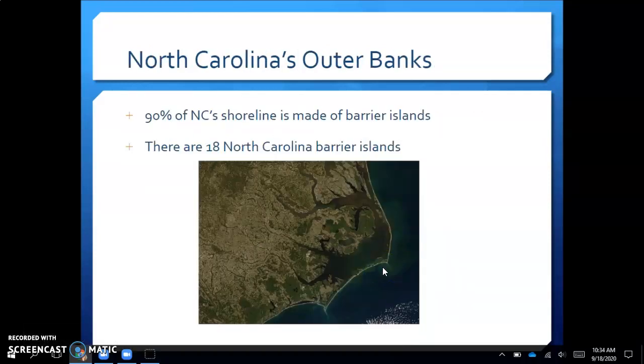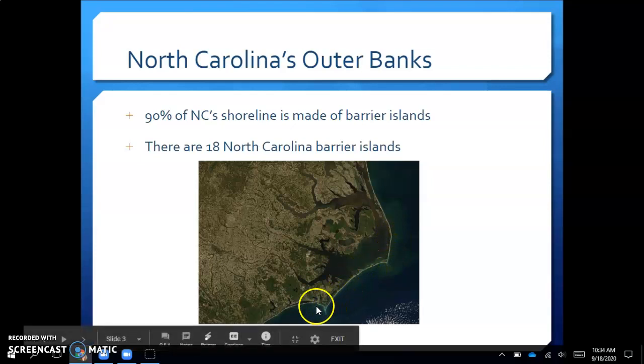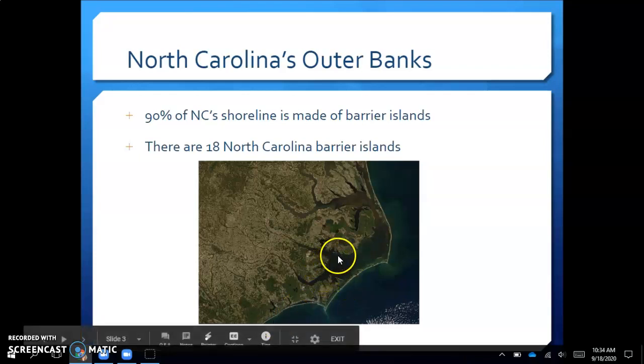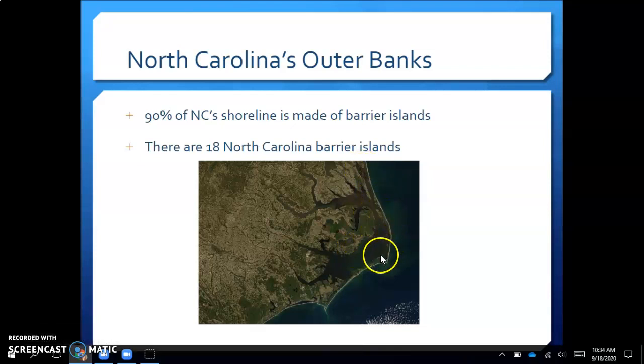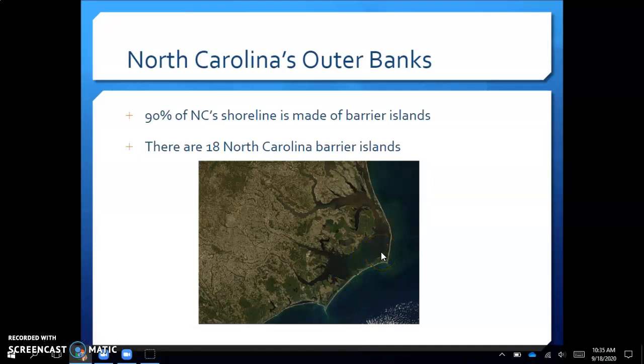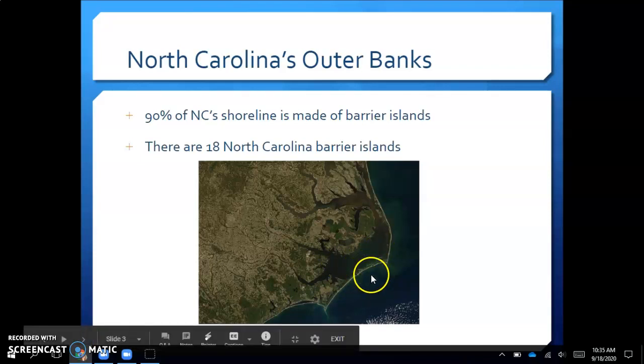So 90% of North Carolina's shoreline is actually made of barrier islands, and there are 18 barrier islands in North Carolina. And if we look at this picture, we can actually see them if we trace along the shoreline. These are going to be our barrier islands, and these are just sand islands, again, that are separated from the main coast. So here we would have our main coast of the mainland, and then here are our sand barrier islands on the outer edge. Now here's that lagoon that exists in the middle. And this is a pretty zoomed out image, but if you look closely, you can see some of the inlets as well, where there's the separation between those islands.